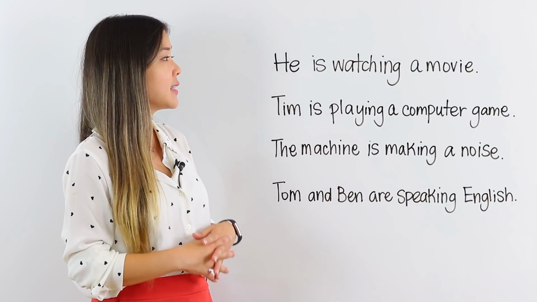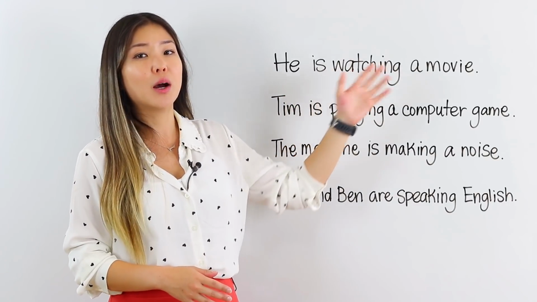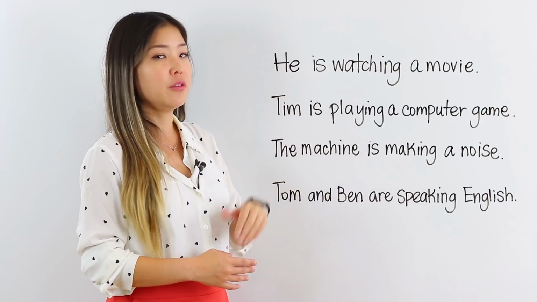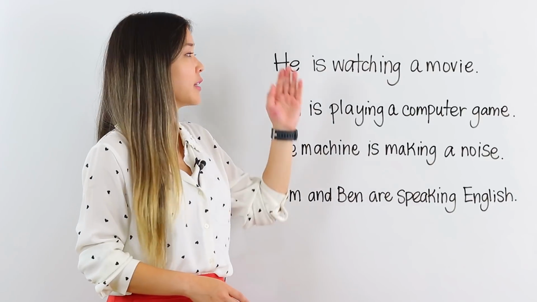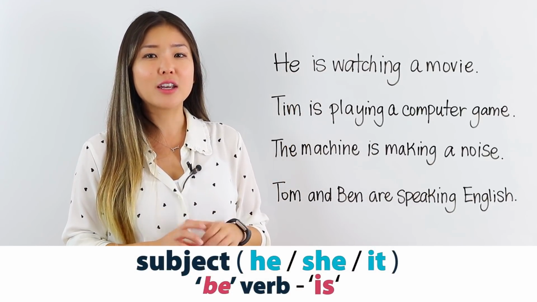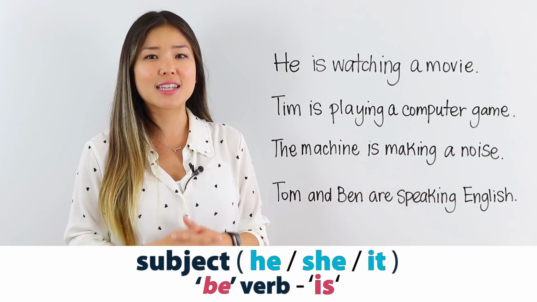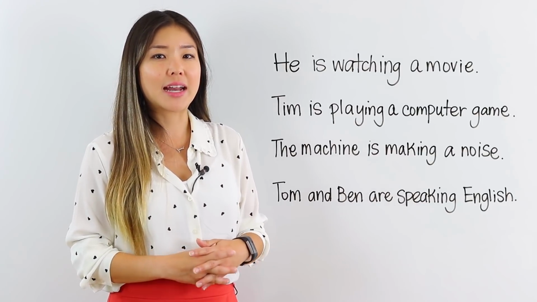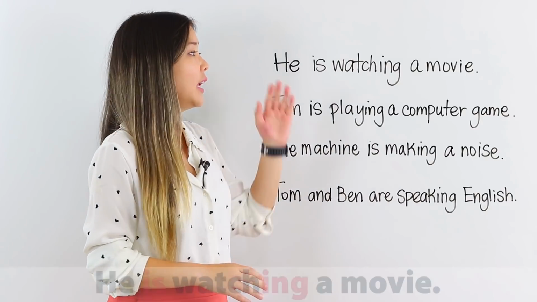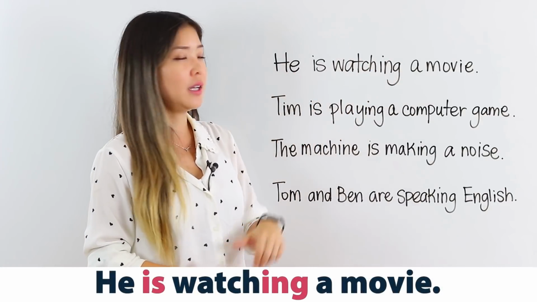The first sentence says, he is watching a movie. We start with the subject and a be verb. In this case, the subject is he. For he, she, and it, we use the be verb is. Then you'll notice I added an ing to the end of the verb watch. He is watching a movie.